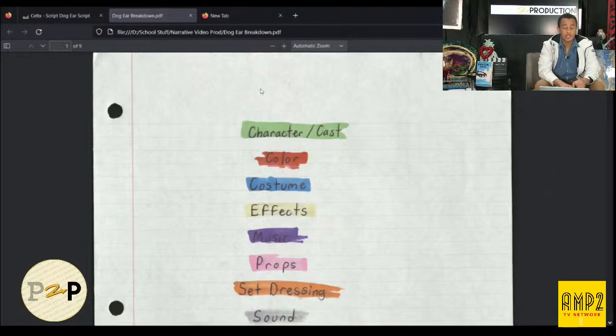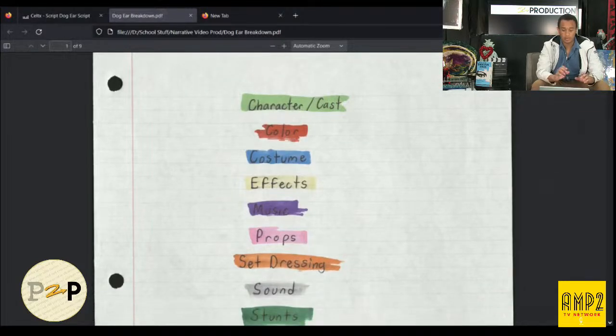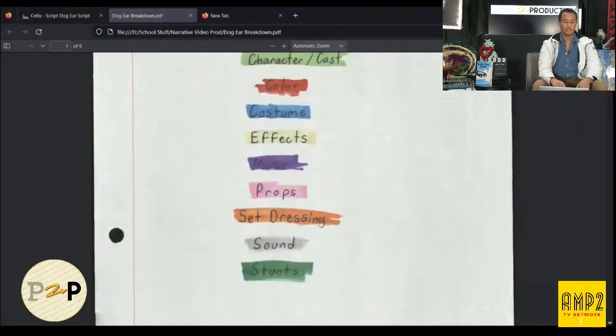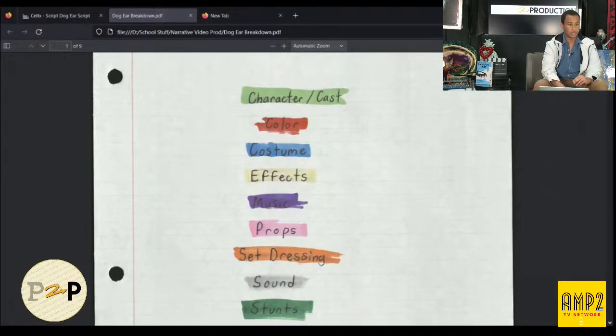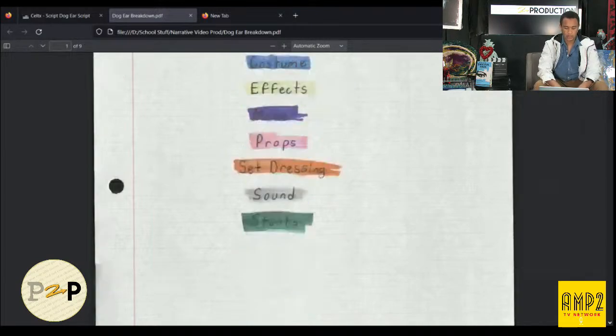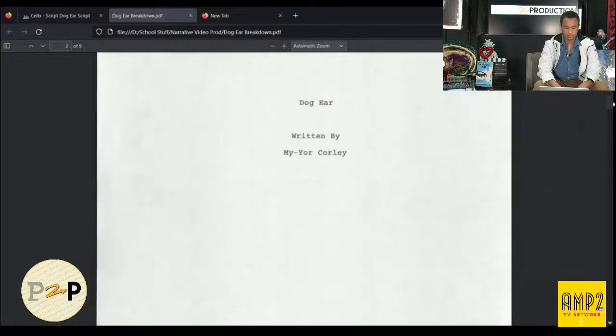All right, so this is what's called a script breakdown, right? And in a moment, I'm going to show you every little neurotic marking on there, but it's actually to make sure everything is organized. The first page we have is what each color means. Like lime green over here would be character and cast. I would depict when a character would be in shot, so the actor knows when to be at the set. Red is color, blue is costume, and so on. So let's scroll down. We got the title right here.